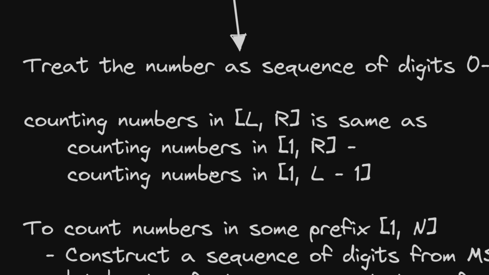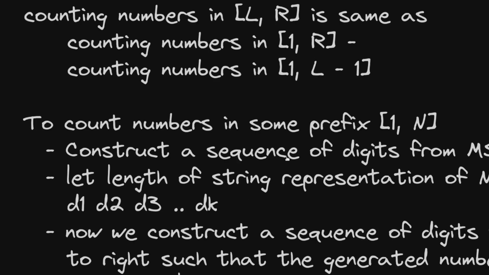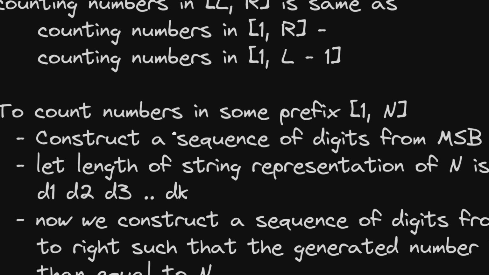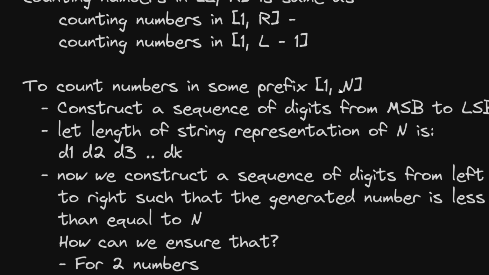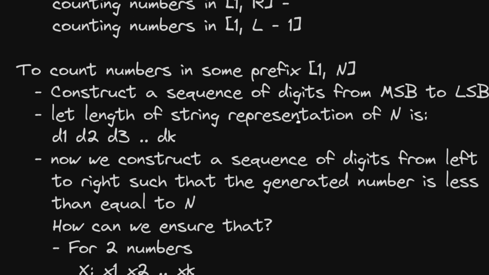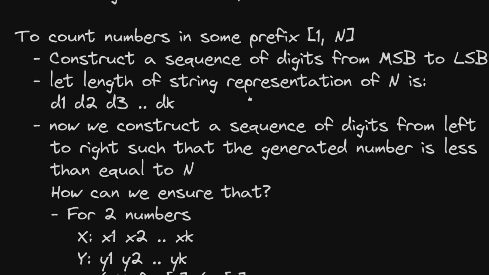The next observation is that counting numbers from L to R is the same as counting numbers from 1 to R and subtracting the numbers from 1 to L minus 1. So we divide the problem into two similar subproblems. We make the modified problem statement: counting the numbers in the range 1 to N. Here N is R or L minus 1, and we subtract those to get the final answer. So how do we solve this problem now?